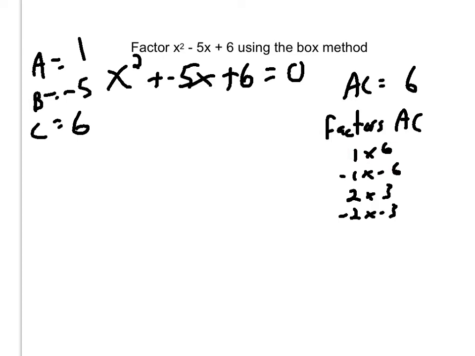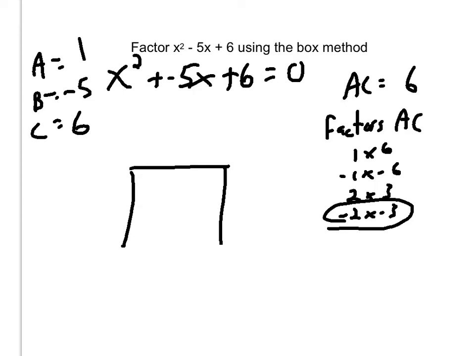Well, 1 and 6 add up to 7. Negative 1 and negative 6 is negative 7. 2 plus 3 is 5. And negative 2 plus negative 3 is negative 5. So here are the factors I'm going to use. Okay? So now, I'm going to use the box method this time. The box method helps quite a bit for organizational stuff here. And here's how the box method works.